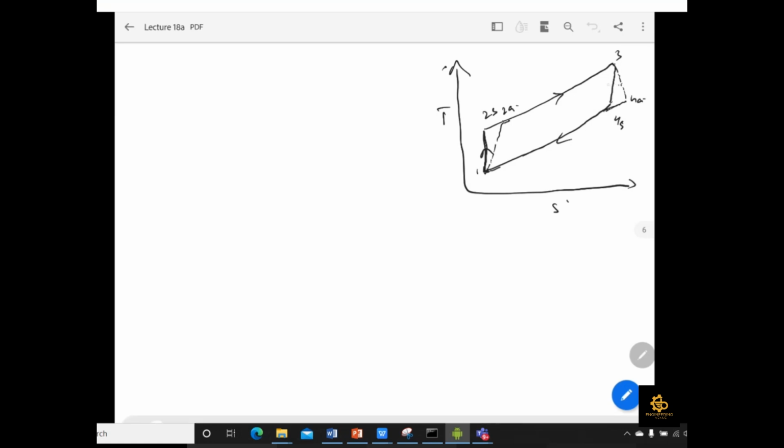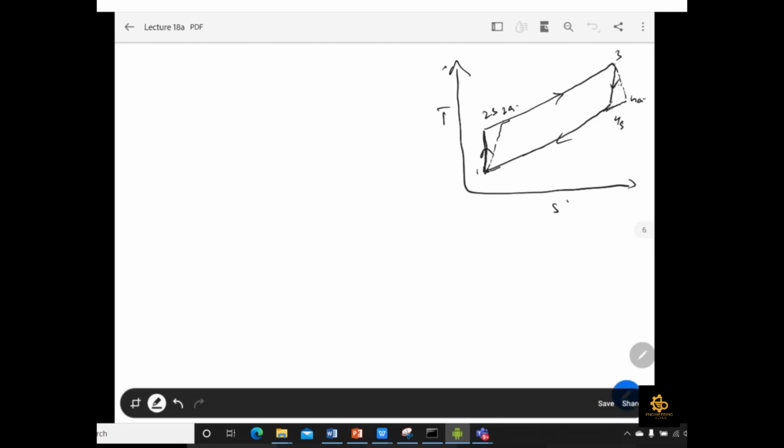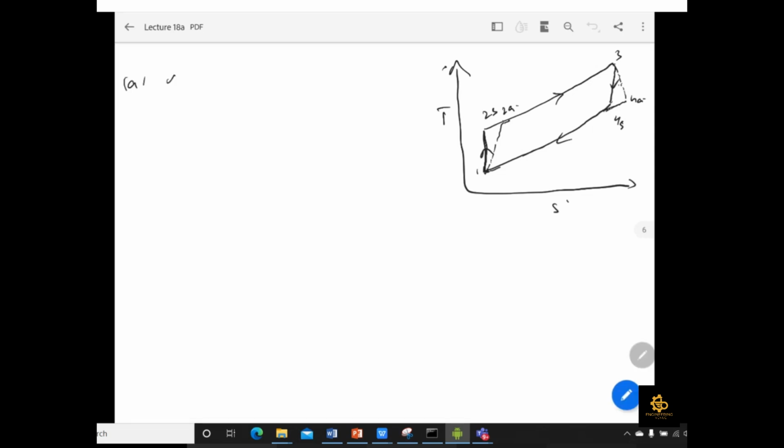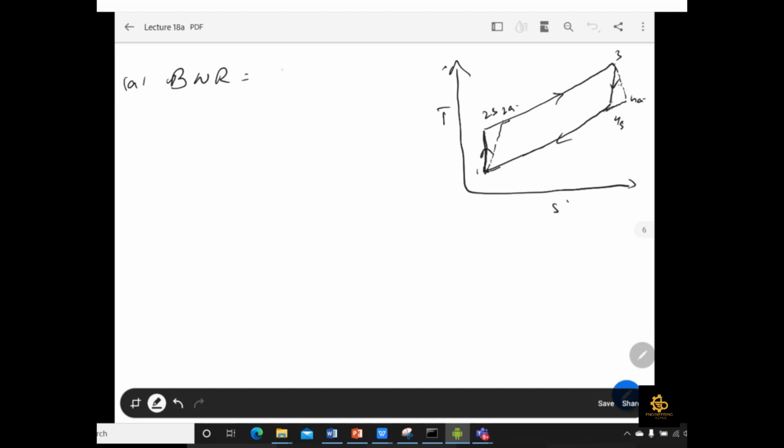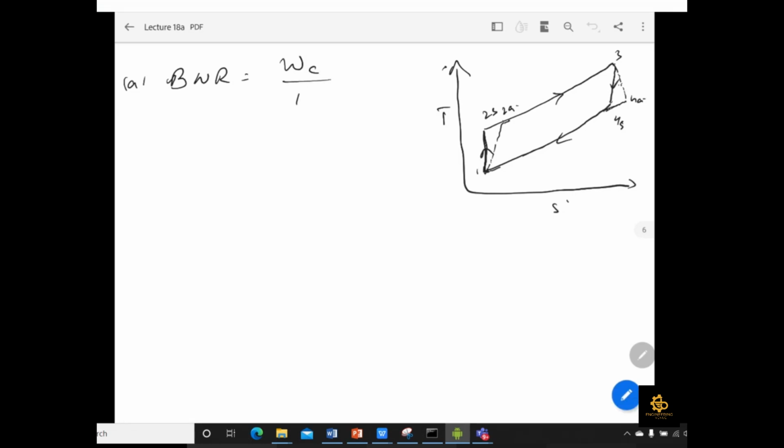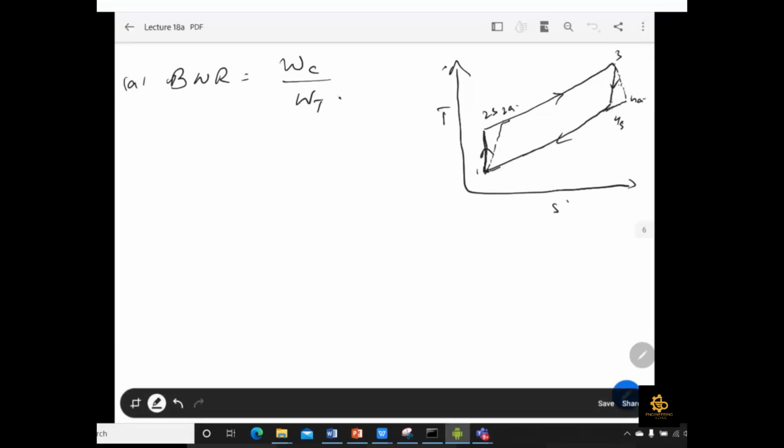Now we will see how we can use this type of relations in order to solve this type of problem. For the first part, we have to find the back work ratio. As you already know, the back work ratio, BWR, is the ratio of the compressor work over the turbine work. Here we are talking about the actual compressor work and the actual turbine work. In the previous example 9-5, we have already found the isentropic work for the compressor and for the turbine as well.